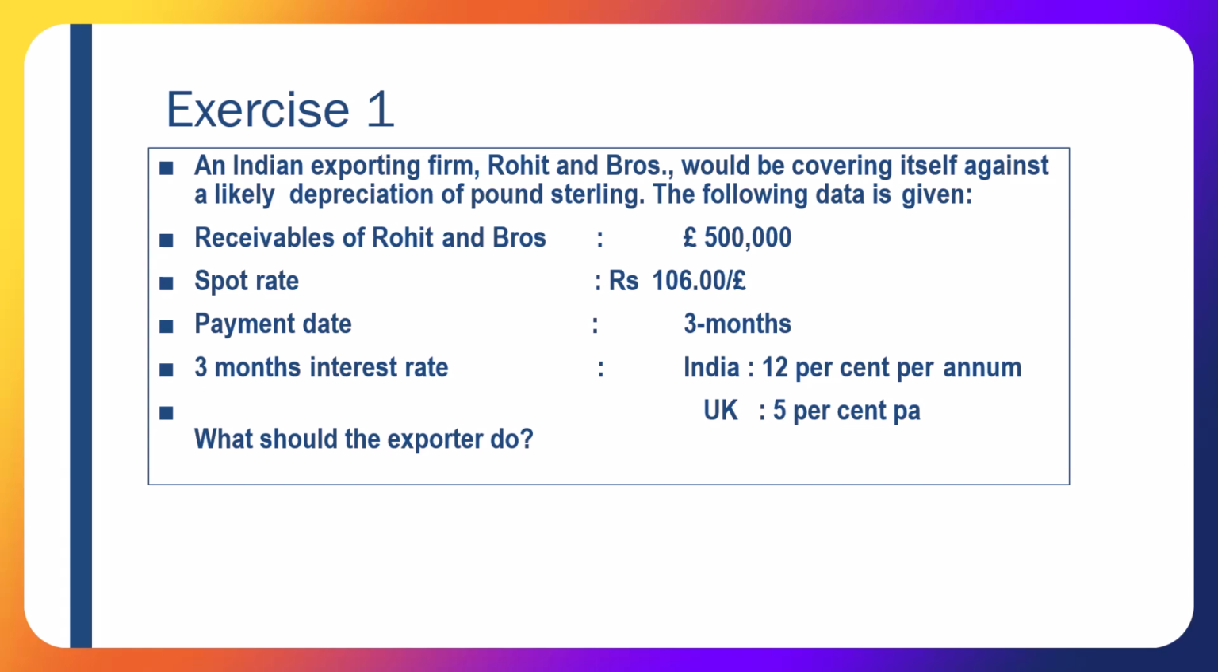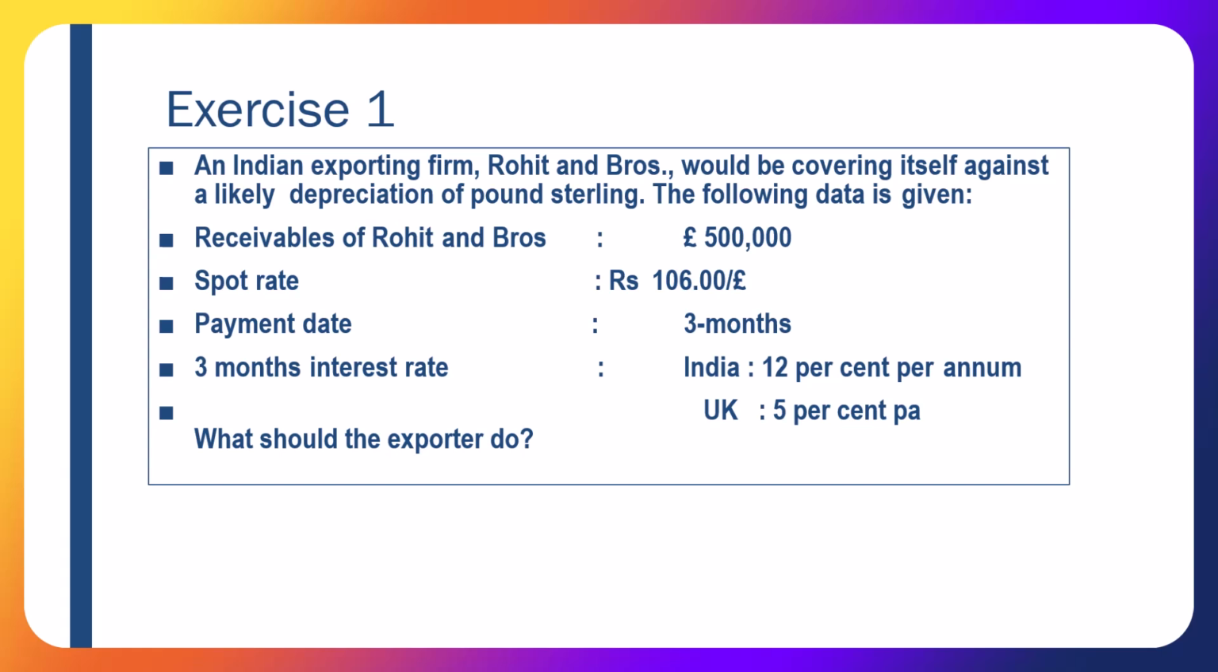उस टाइम पाउंड स्टर्लिंग बोला जाता था, अब तो पाउंड बोलते हैं। रिसीवेबल अमाउंट ऑफ रोहित एंड ब्रदर्स इज 5 लाख पाउंड्स। Now Rohit and Brothers have sold something to someone for 5 lakh pounds. ओके, स्पॉट रेट इज 106.00 पर पाउंड। ये उस टाइम स्पॉट रेट चल रहा था। रेट तो मैंने लेटेस्ट ले लिया, अब अभी इसको भी 1 साल हो गया, तो ये रेट 110 111 हो गया शायद। Payment date 3 months. That means you are going to get money after 3 months. Interest rate in India is 12%. Okay, now of course interest rates are lower, but उस टाइम शायद 12% हो गए। And in the UK the interest rate is 5%. Okay, fine.